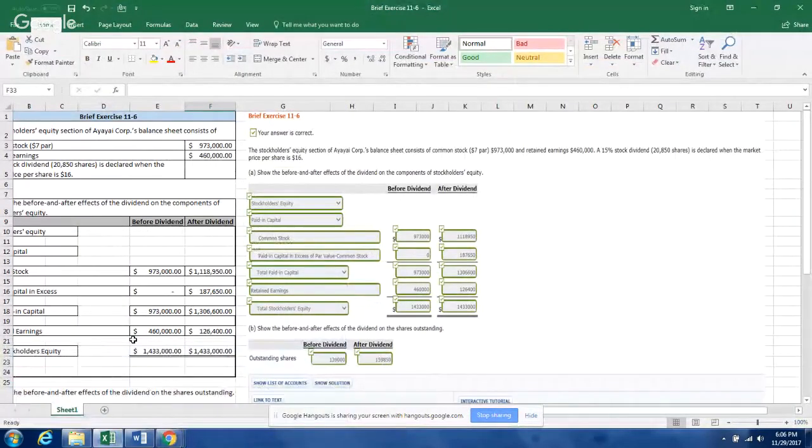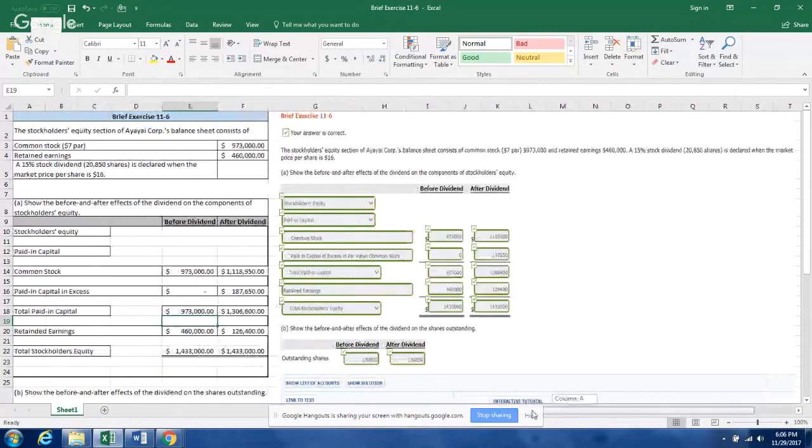WileyPlus Chapter 11, Exercise 6. So the exercise gave us some information, and we were supposed to create the stockholders' equity portion of the balance sheet, and show how it affects the before and after effects of the dividends.